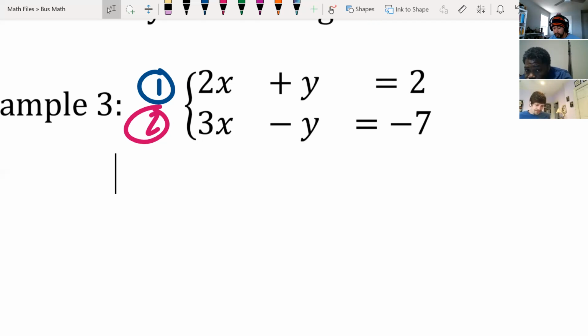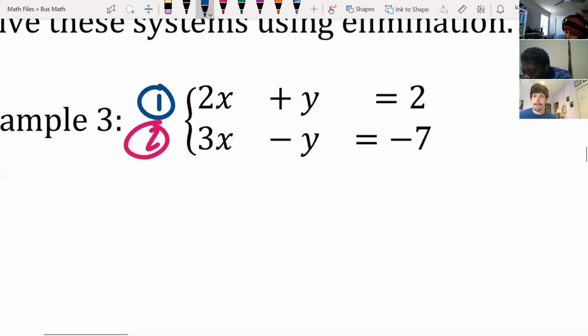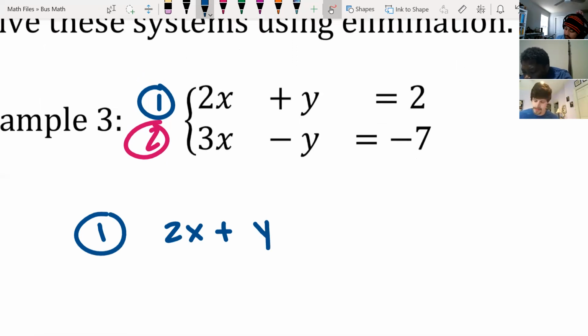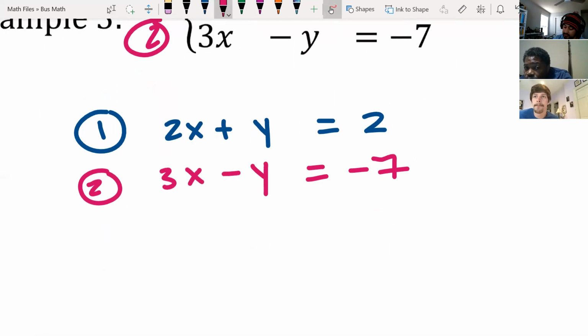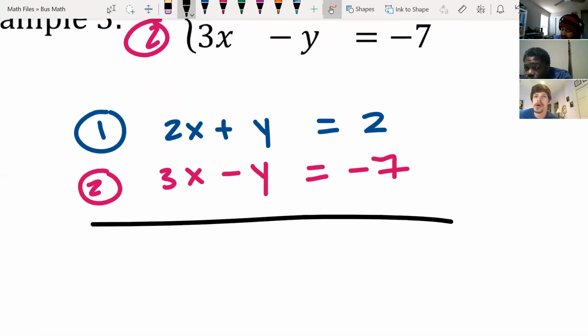So for this example 3, this one is set up nicely for us where we don't really have to manipulate much. So what I'm going to do is rewrite these equations on the outside again. So I'm going to rewrite equation 1, 2x plus y equal to 2. And I'm going to rewrite equation 2 out here. 3x minus y equal to -7. And the way elimination method works says, well, hey, if I add these two equations together, will it eliminate a variable?